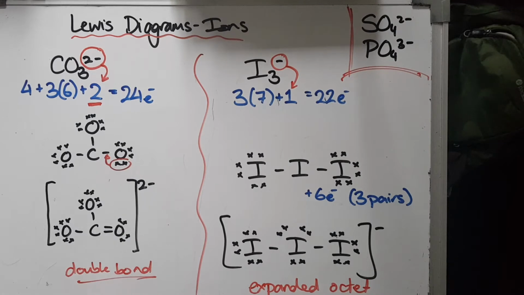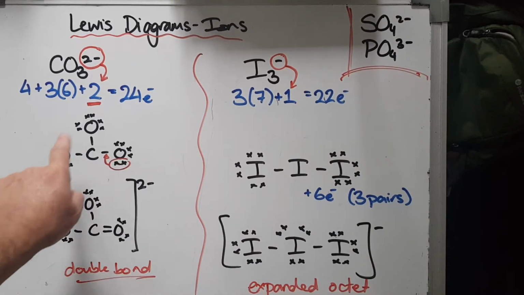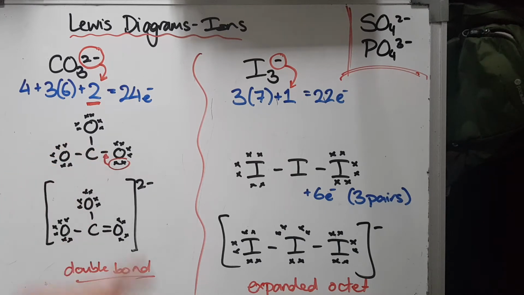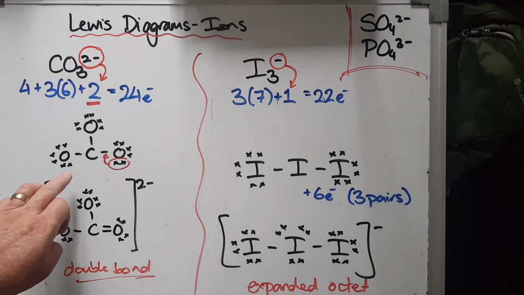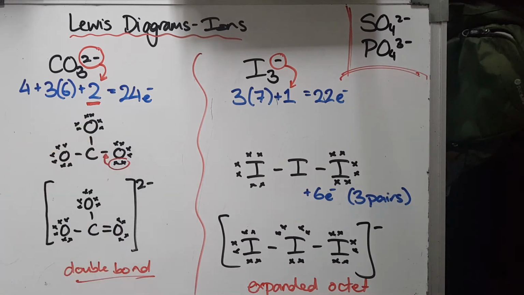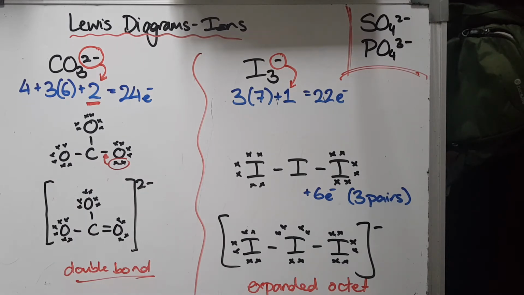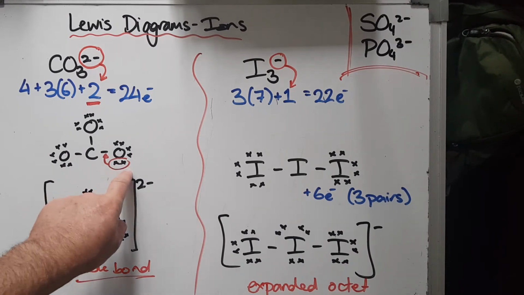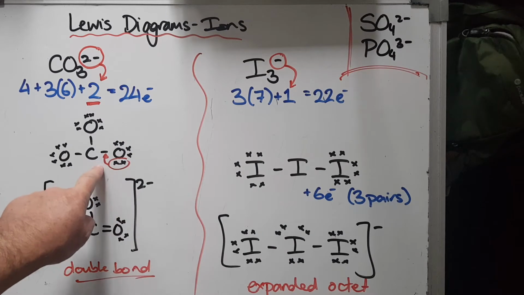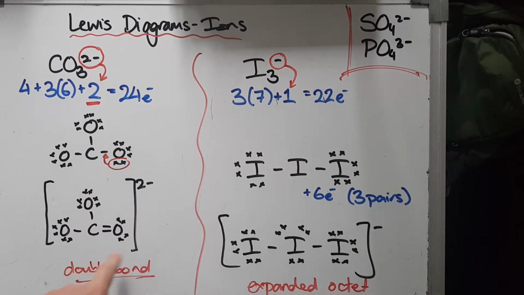So carbon's got a higher valency than oxygen, so I put it in the middle. I put each oxygen around it. I use bonding pairs to join them. And then I make each oxygen obey the octet rule. And I find that uses up my 24 electrons across those 3. But carbon isn't obeying the octet rule. So what I do is I move a lone pair into here to become a bonding pair. So it looks like this.